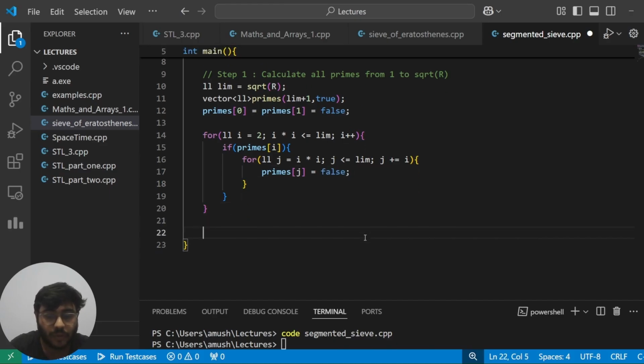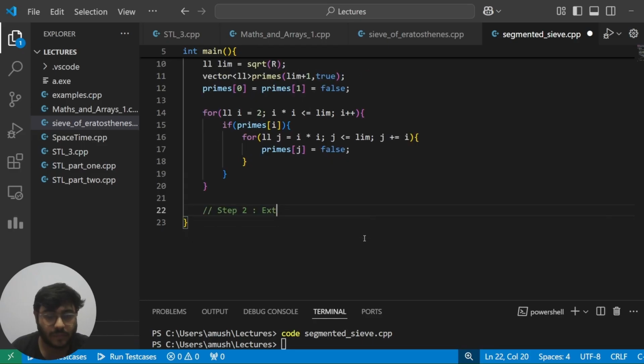Okay, so now what do we do? Step 2. Step 2 was extract all prime numbers. So for this purpose, we'll create a simple PR array. Let's name it prime, or let's say prim. Okay, just to avoid confusion, we'll name it prim.